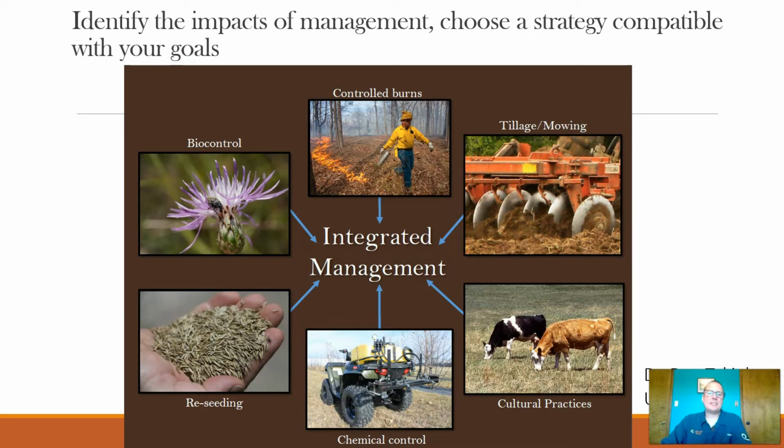Now, once you've decided to manage weeds on your property, you might need to look at a lot of different strategies that could be possible to implement to help manage those weeds. These are just some examples, but you could use controlled burns, tilling or mowing, cultural practices such as having cattle or sheep graze the plants, or having other native plants try to outcompete them. You could use chemical control such as herbicides, try reseeding to get new seeded plants to outcompete the invasive or noxious weeds. And you can also use biocontrol.